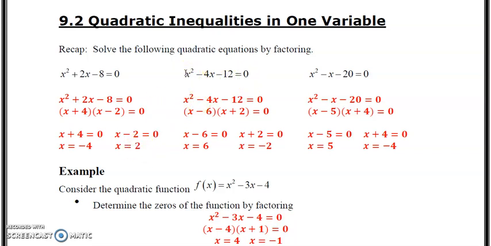So x squared minus 4x minus 12, same thing. We factor, we get negative 6 and plus 2. Solve, we get 6 and negative 2. Same thing in the last one. Okay, so again, that's just a quick recap of how to factor, right?